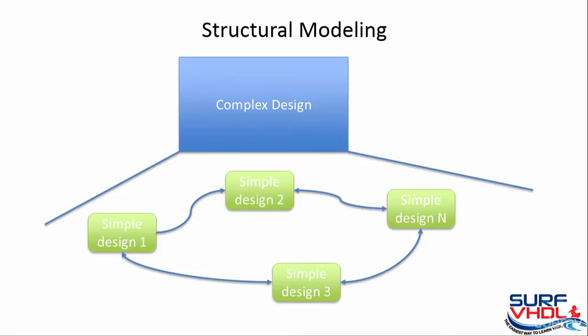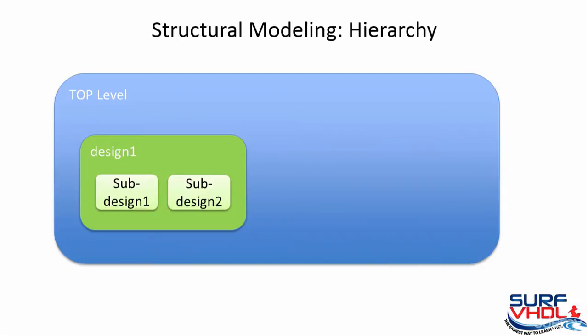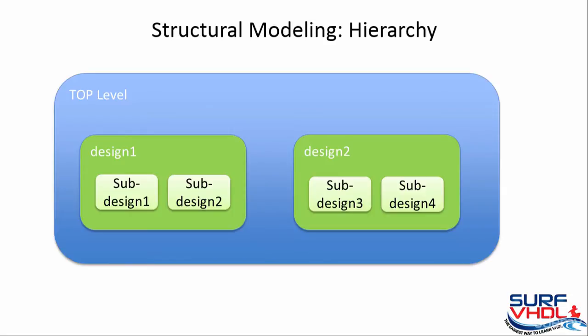Modular design allows you to pack low-level functionality into a module. This approach allows a design reuse without the need to reinvent and retest the wheel every time. Next step is the hierarchical approach, where you can extend beyond the structural coding modeling. In this case, in the top-level entity are instantiated a design 1 with two subdesigns 1 and 2, and a design 2 with two subdesigns 3 and 4.